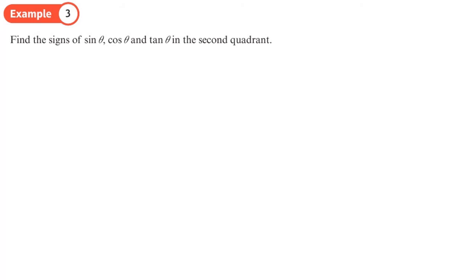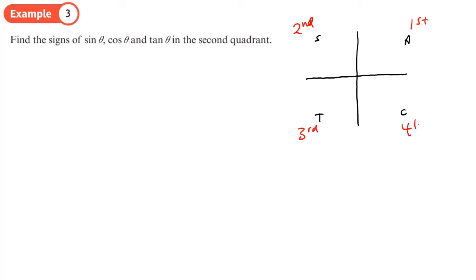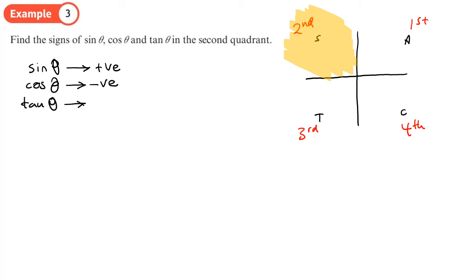Okay, find the signs of sine theta, cos theta, tan theta in the second quadrant. Right, let's draw it. C-A-S-T. So how do we label these quadrants? Well, this one's the first quadrant, the second, the third, and the fourth. In the second quadrant, I can see that there is an S there, which means that sine is positive, cos and tan are negative. So sine theta is positive, cos theta is negative, and tan theta is negative.